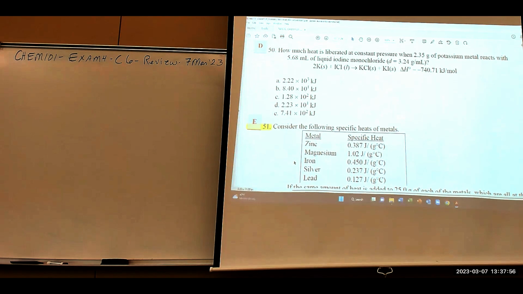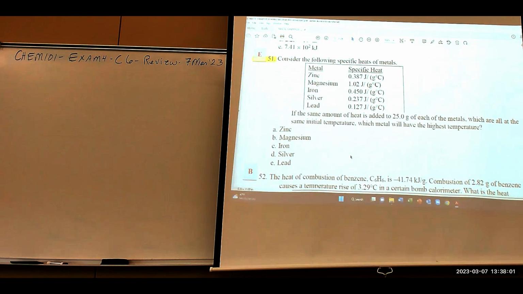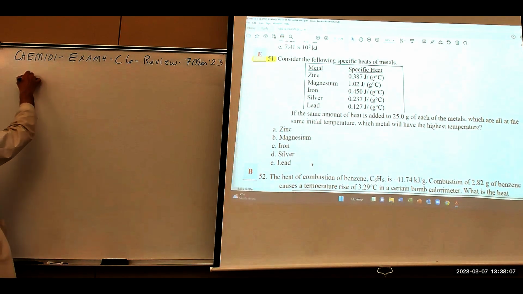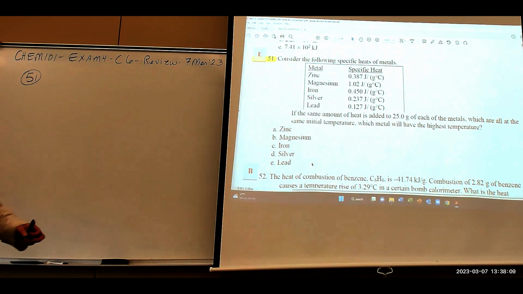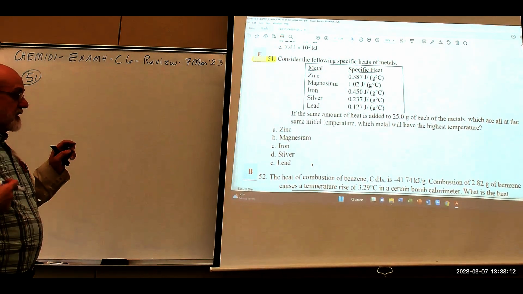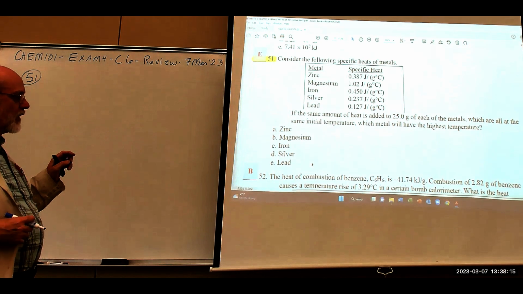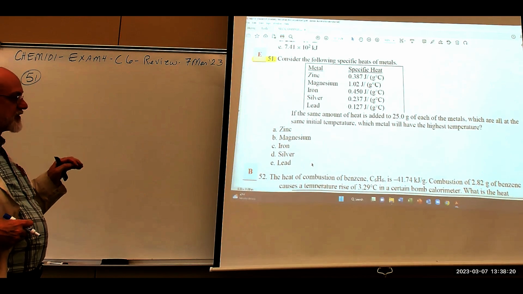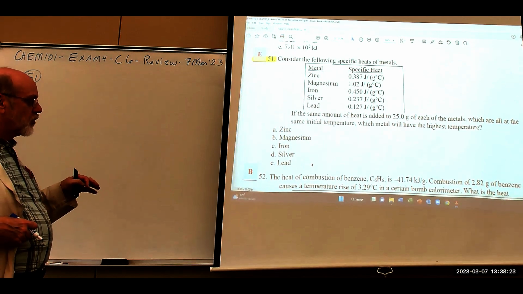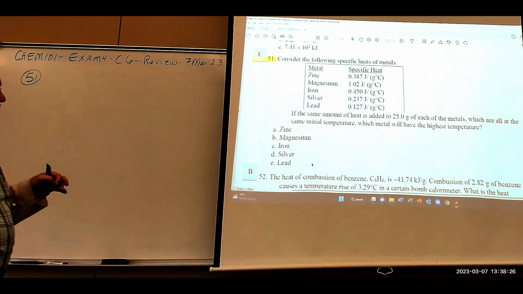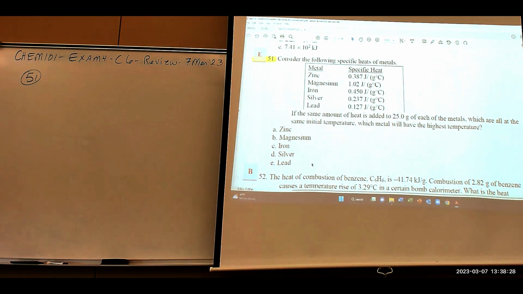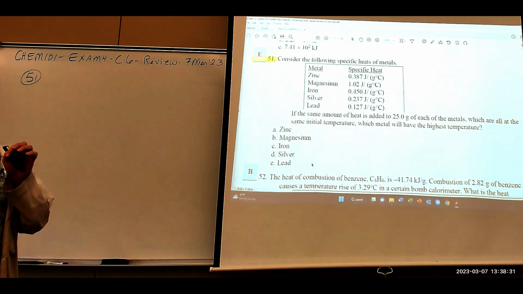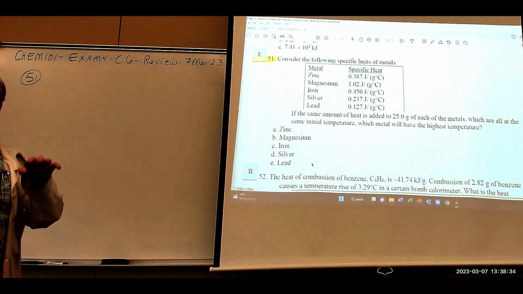I think we can do the 51 without a whole lot of calculating. We're just comparing specific heats. So if you have the same mass of each sample, and they're all the same initial temperature, and you heat them with the same amount of heat, which one will have the highest temperature? Well, the same amount of heat will change the temperature the greatest for the one with the lowest specific heat.